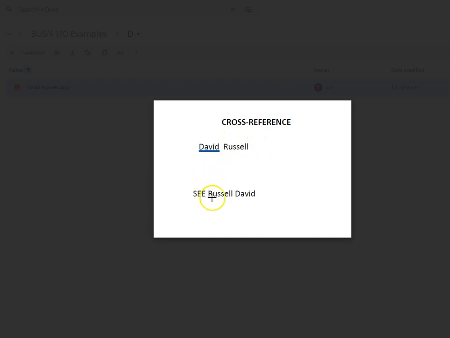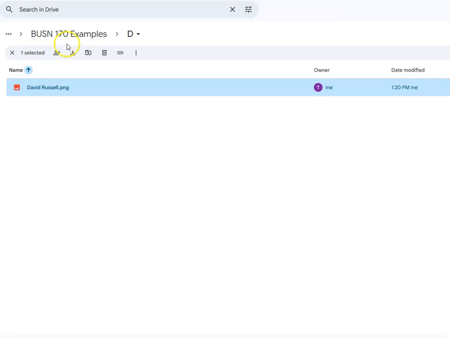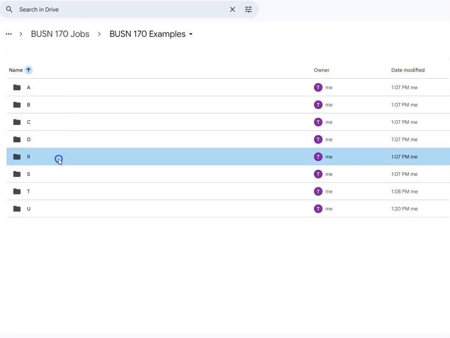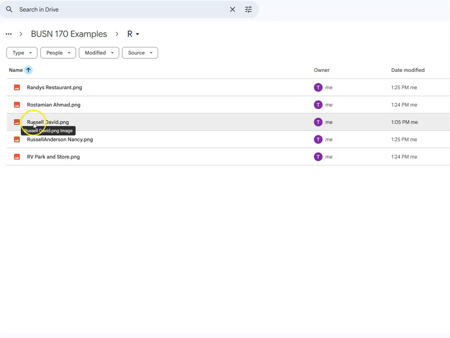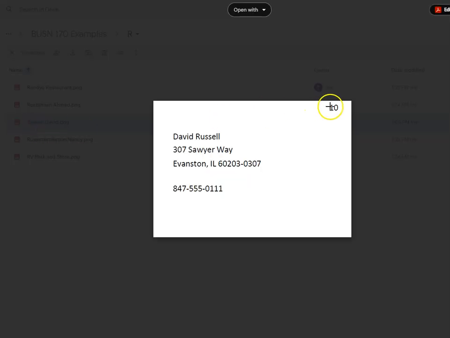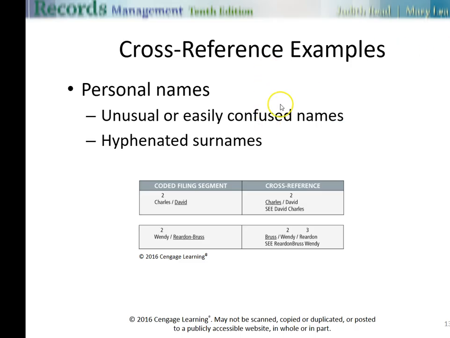At the bottom is my C notation. So the C notation is telling whoever is looking for the record that they need to go to the Russell file, and then it's filed under David. So I'm going to go to my R folder and look for Russell David. And here's the original record. Okay, so your cross-reference is always going to refer you back to the original document.